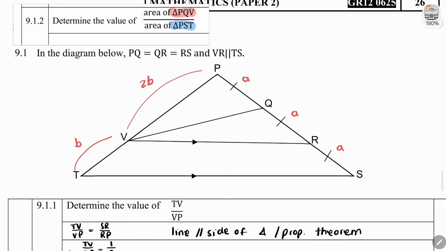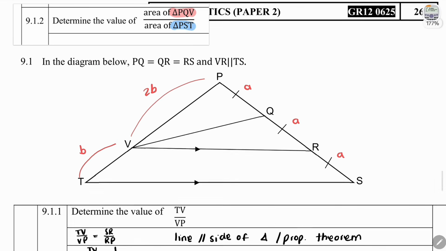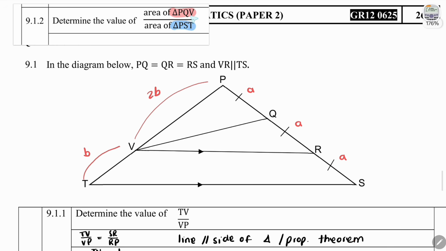Okay, so we're only going to use their ratios. We don't really care about the letter for now. We'll just use their ratios. It's really just to differentiate between a length and a ratio. Okay, so since they say PQV over PST, PQV is this triangle over here, PQV. Okay, so that triangle. And then PST is the bigger triangle, as we can see, PST.